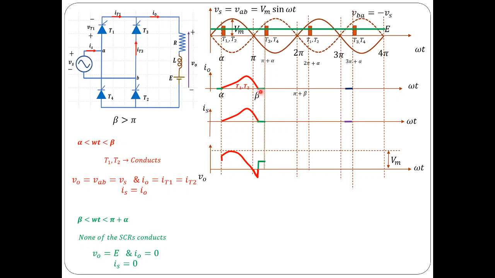So you can see the current through the load is 0, the current through the source is 0, and the voltage across the load is the same as the battery voltage. Okay, V naught is equal to the battery voltage.